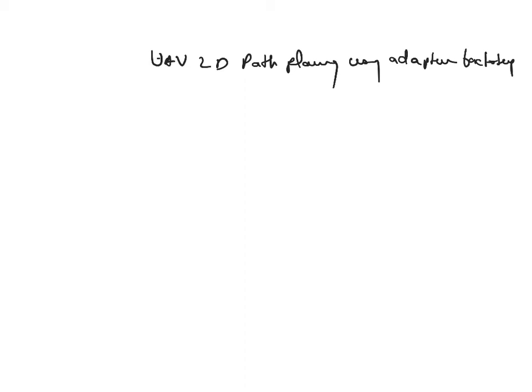Okay, let's get started. So this is UAV 2D path planning using adaptive backstepping. Okay, so let's get started. Okay, so the problem description is here. Let me write the problem here.